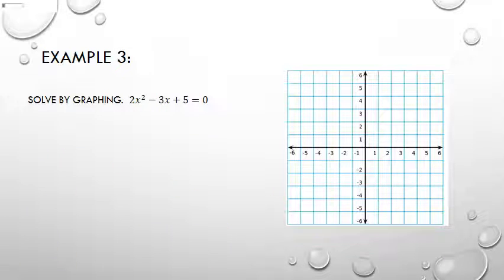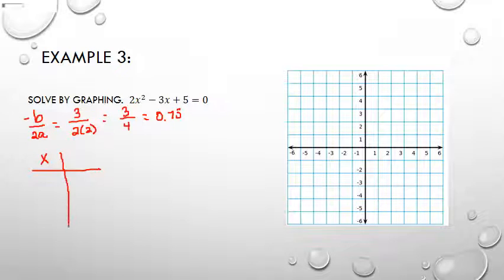Example 3. Remember that we set it equal to 0. Well, this one already is, so we're going to go ahead and start by doing the opposite of b over 2a. So the opposite of -3 is 3 over 2 times 2, and that gives us 3 over 4. Or we could say that that is 0.75. So now let's go ahead and do our xy. So we've got our 0.75 there.